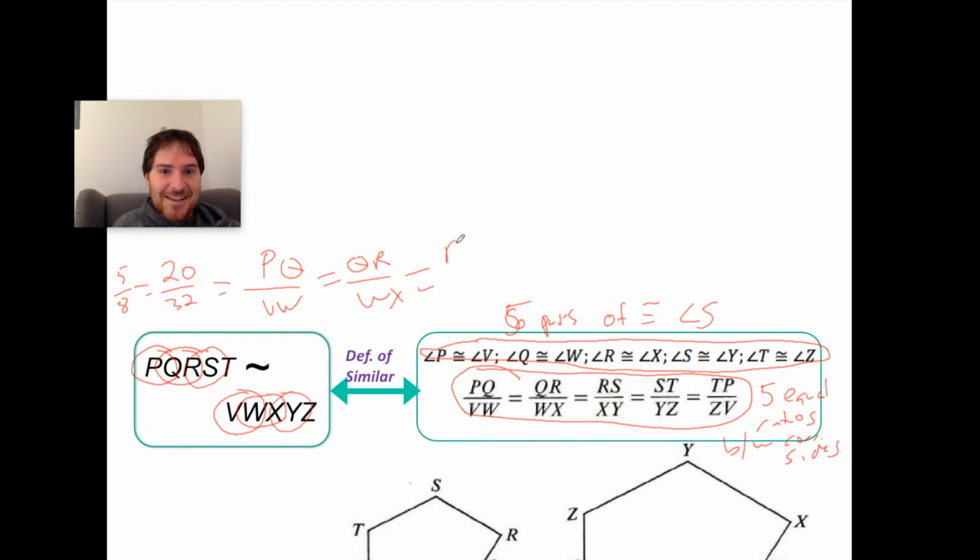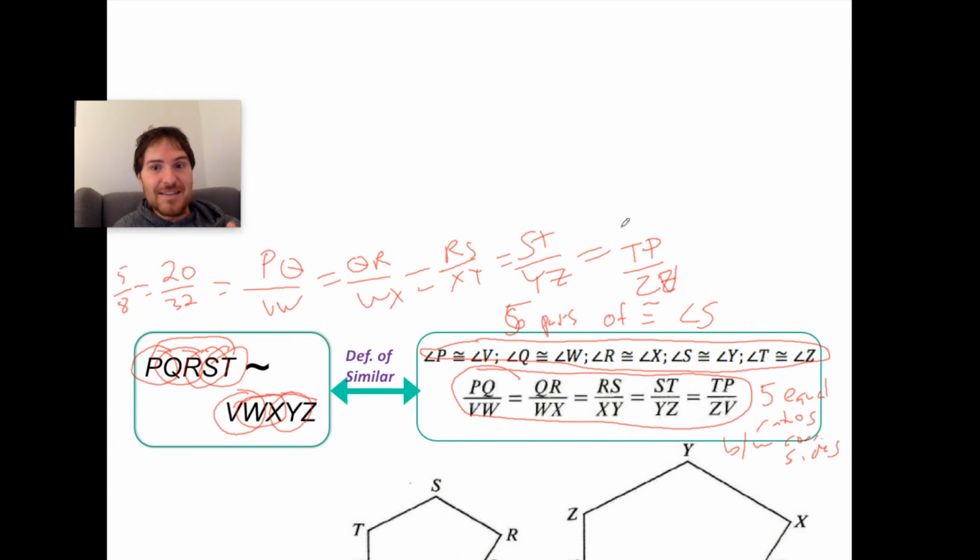Anyways, keep going. RS and XY. I'm just showing this to you here. The conclusion is that all these things, ST to YZ, are also going to be that 5 to 8 ratio. Finally, the last one's the hard one: TP to ZV, not ZZ, ZV. The first and last vertices come together to form a segment. So we have a segment ZV, and TP would be the same ratio. All right, let's keep going.